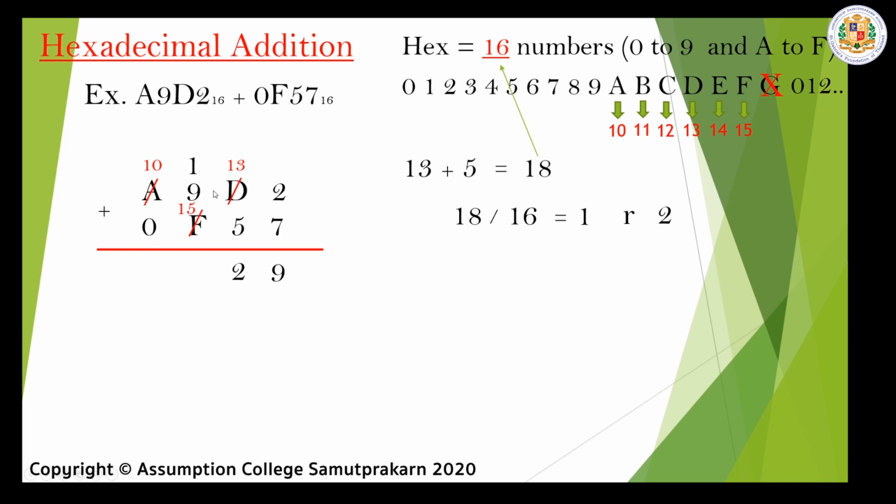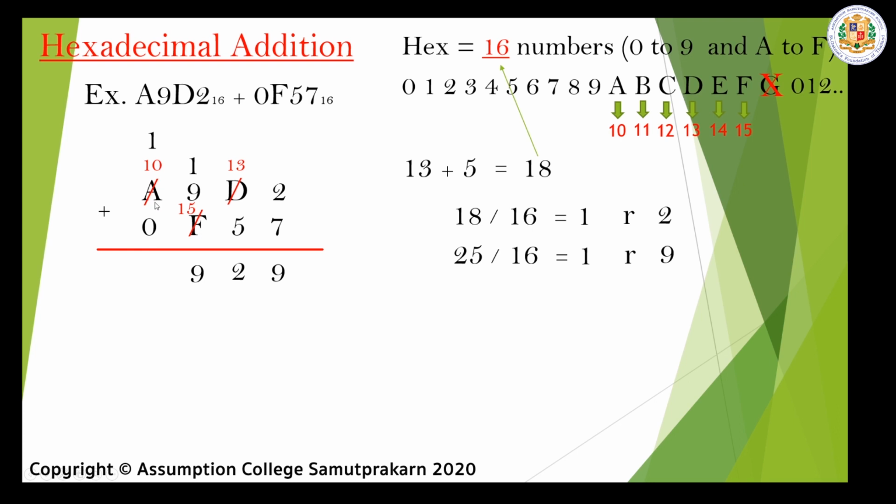Next, we have 1 plus 9 is 10, plus 15 is 25. It's the same. We cannot put 25 here as we only have 0 to 9, and hexadecimal is 16 numbers. So it's the same procedure as this one. We put 25 over here, divided by 16. We get 1, remainder 9. The remainder goes over here, and 1 goes over here as our carry. Is it clear? Now let's move on.